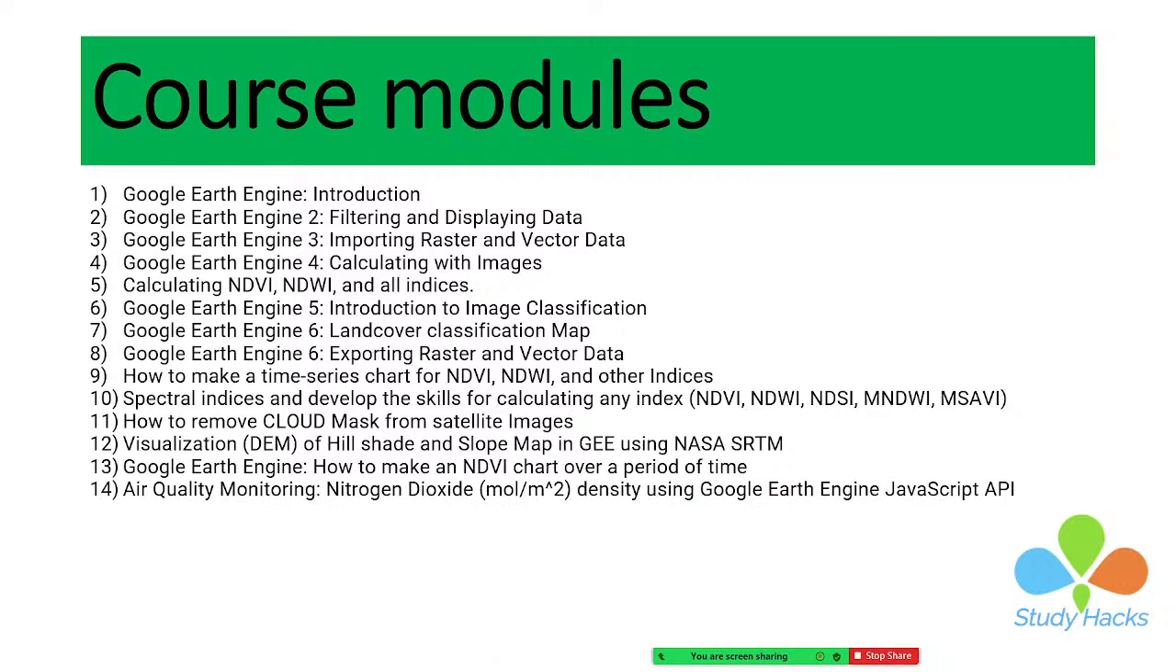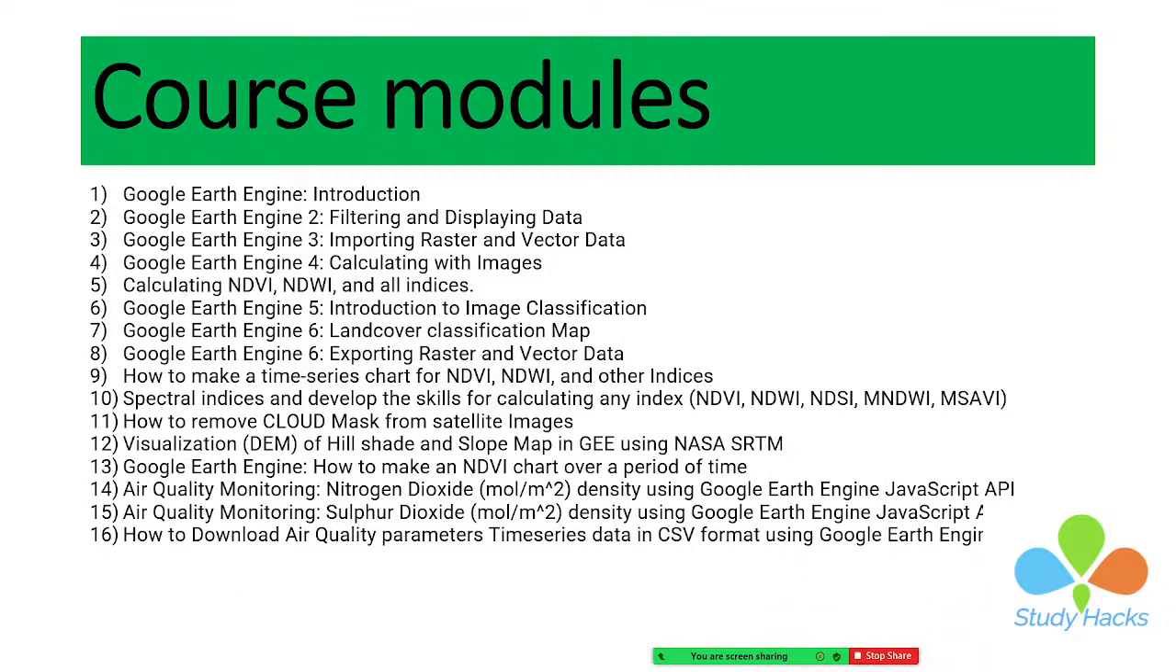Then we also focus in this course on air quality monitoring. Using Sentinel-5, we can easily access nitrogen dioxide, sulfur dioxide, carbon monoxide, aerosol, and ultraviolet. For all of these gases we can easily access the concentration or density map. We can calculate it in the Google Earth Engine platform, as well as make the time series chart of the air quality parameter. We also discuss all of the details here. Then how to download the air quality parameter data in CSV file format.